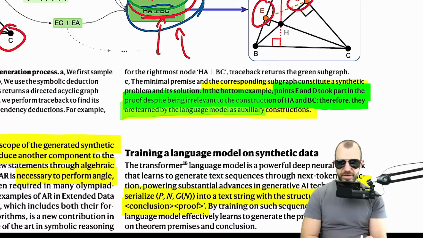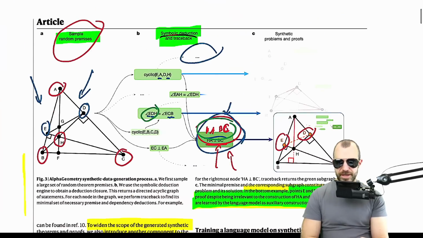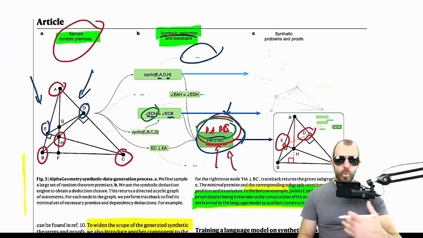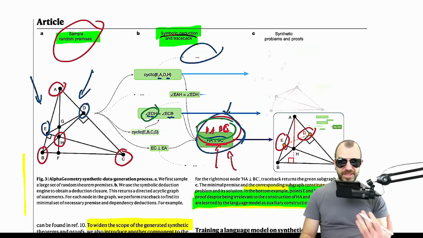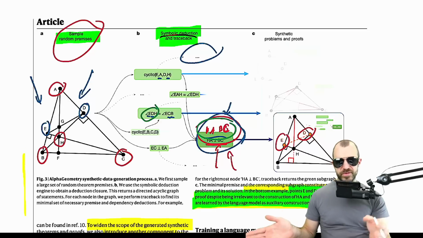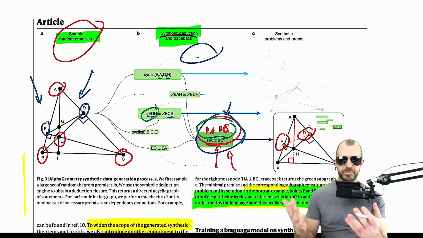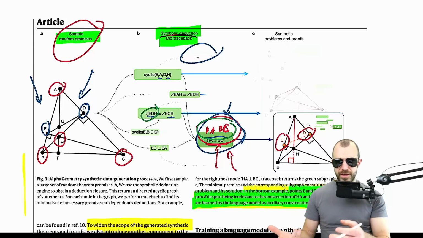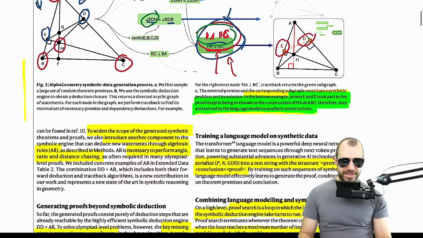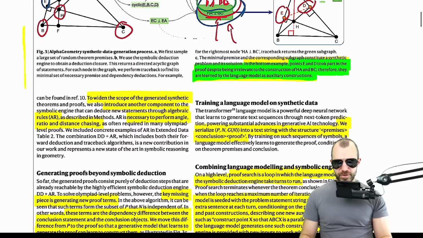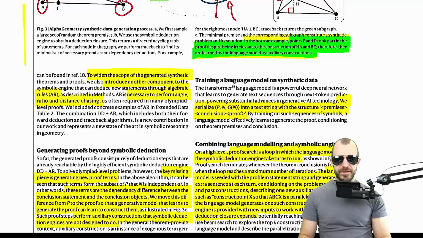Therefore, they are learned by the language model as auxiliary constructions. So now we're just going to take the language model and feed those derived proofs into it, and we're going to weigh the ones with auxiliary constructions specifically. Notably, they pre-train on all the proofs and then fine-tune on the ones with auxiliary constructions, so that the language model is heavily biased towards making these auxiliary constructions. And that is how they come up with a language model that can then suggest to construct new things.